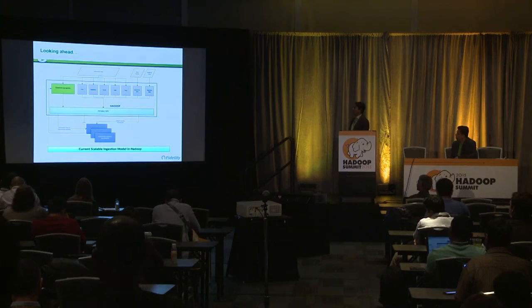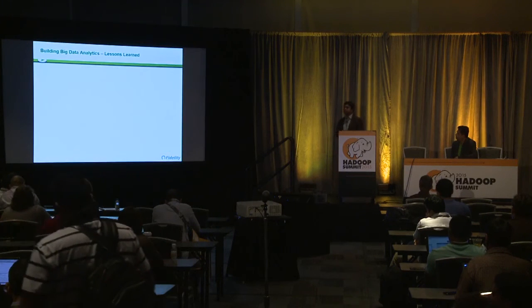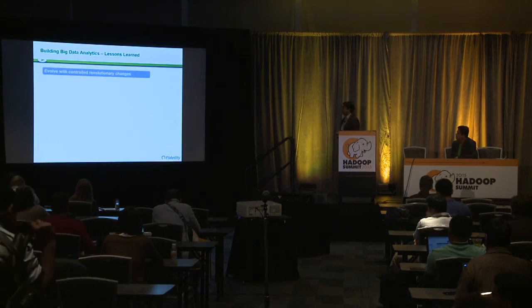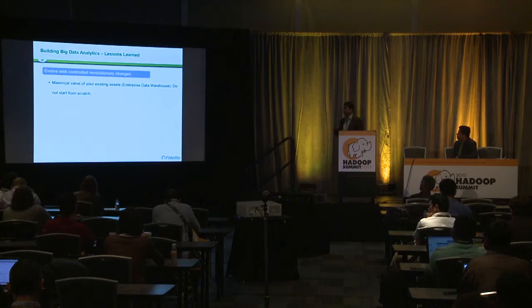So next, what are the lessons we have learned? First, evolve with controlled revolutionary changes. Don't try to do everything from day one. Try to take a staggered approach. Don't try to boil the ocean. There is no point in doing everything from day one. Try to deliver value in every step, whatever you build in your system.